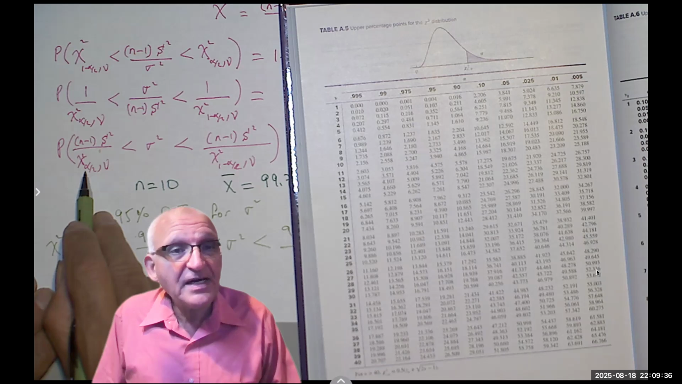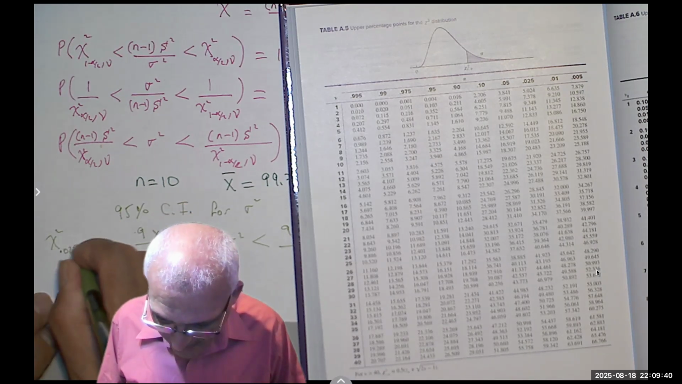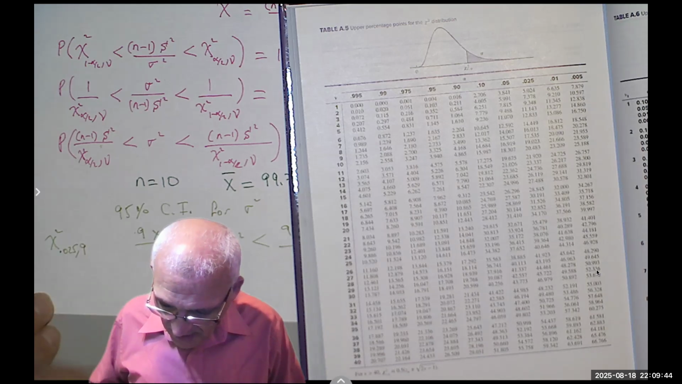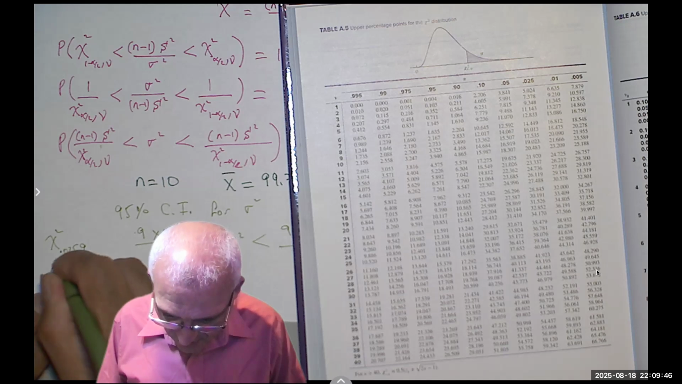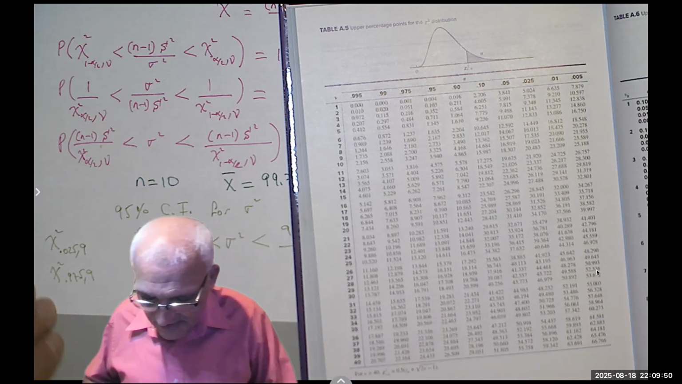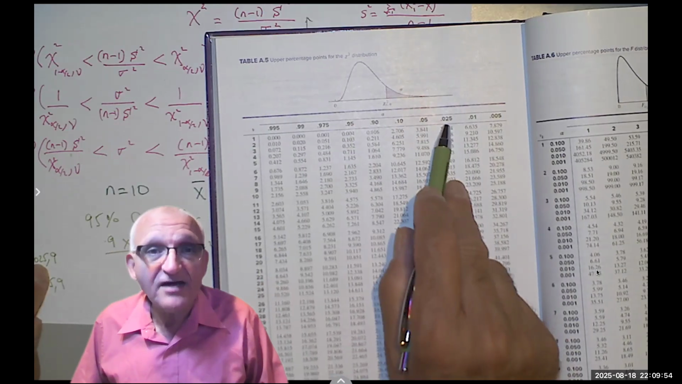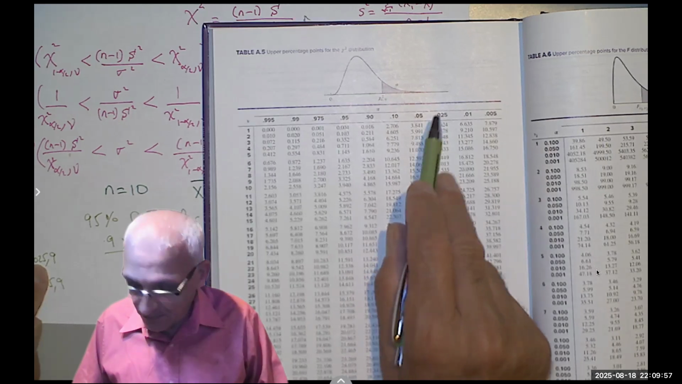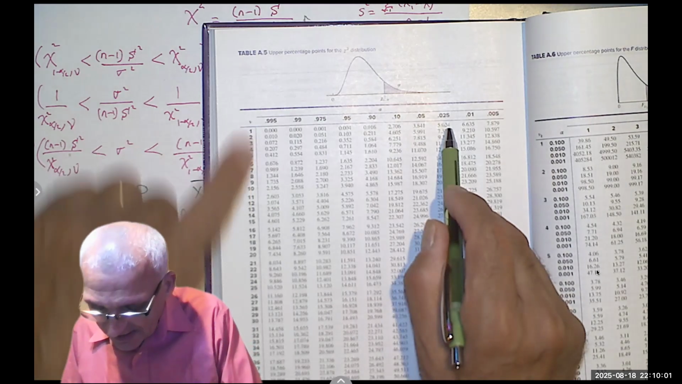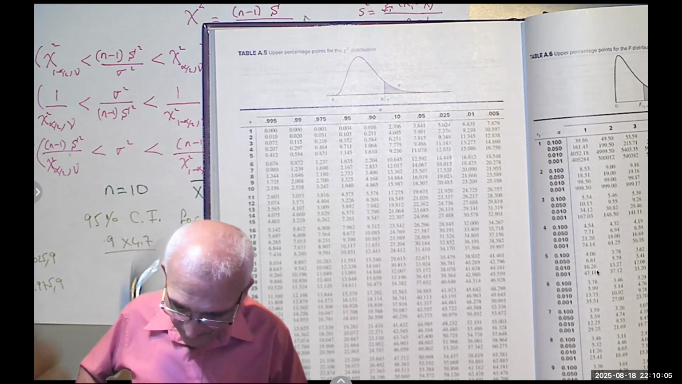Notice here we divide by alpha over 2. So I want chi-square of 0.025 and 9 degrees of freedom, and chi-square of 0.975 and 9 degrees of freedom there. So here is the 0.025. And you go down, it tells you nu is 9 here. So the intersection is 19.023.